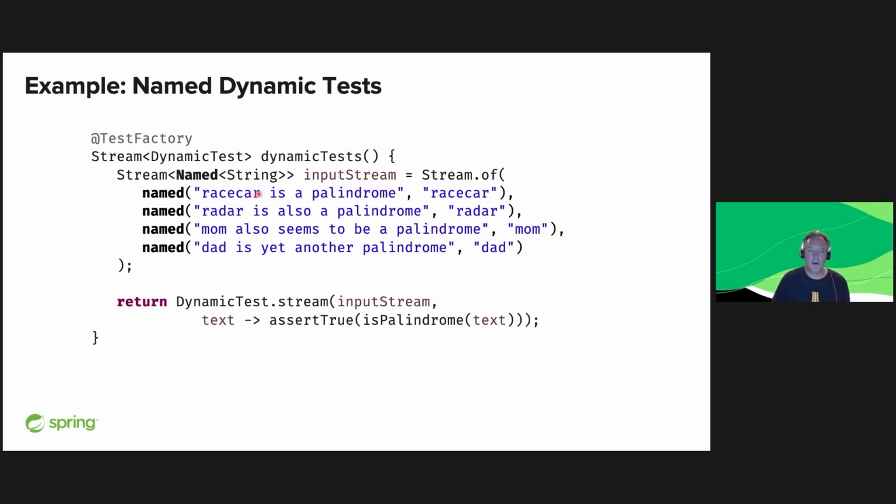So here we have "racecar is a palindrome", and then "racecar". And then we have various things we want to test on the right, and the custom names on the left. And then to create our dynamic tests, we use DynamicTest.stream based on this Named input stream. And then for each one of those values, the payloads, we will get that here, and we can say text goes to assertTrue(isPalindrome(text)). So that's the actual test. And then each of these would be the display names in the test tree when you see the results.